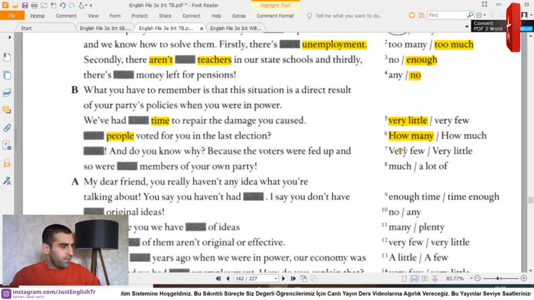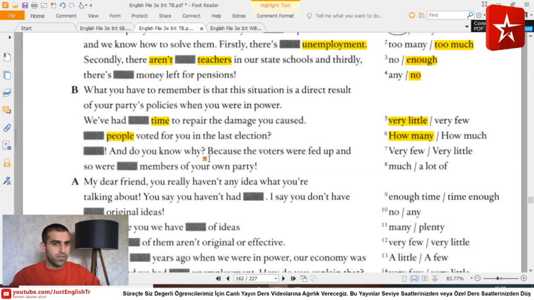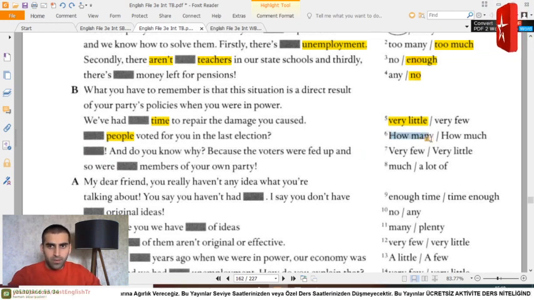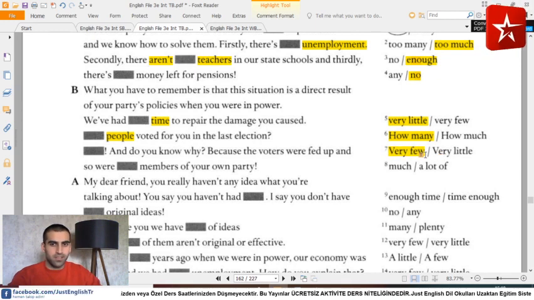And very few or very little? The answer, very few or very little. And do you know why? Because the waiters were fed up and so blah blah blah. So here, what should we write? The correct answer is how many, and very few or very little. Irina says very few. Very good. Yes, that's the correct answer. Fantastic answers you had for this sentence.